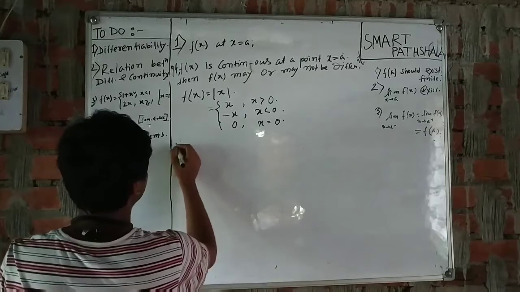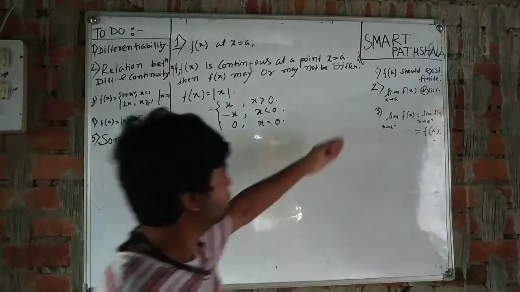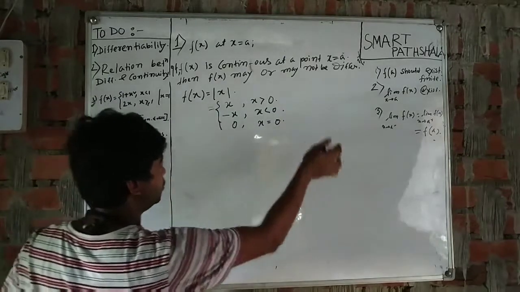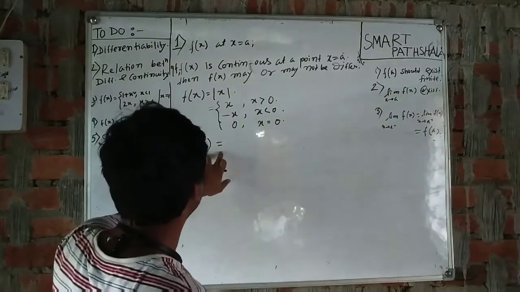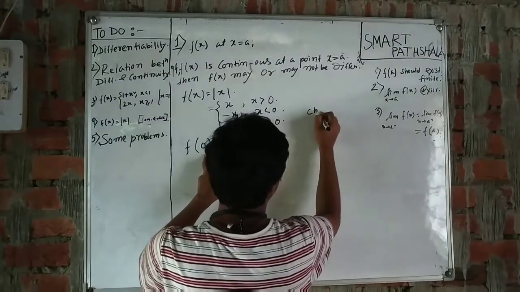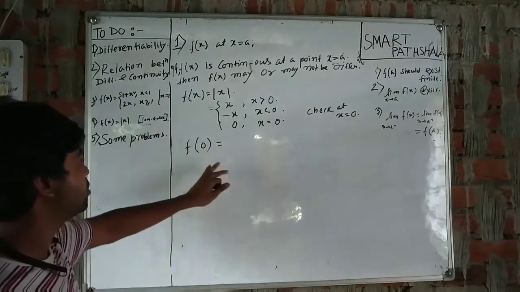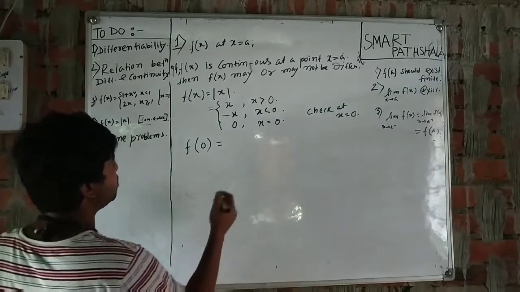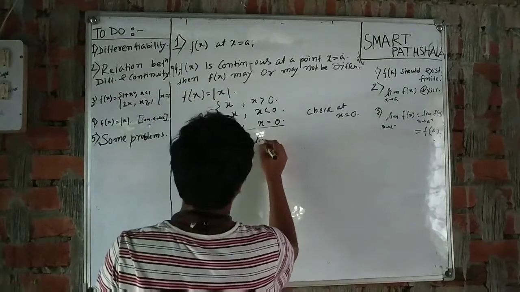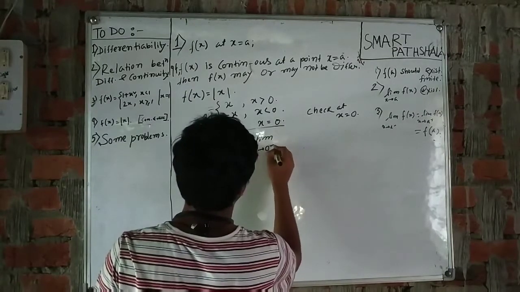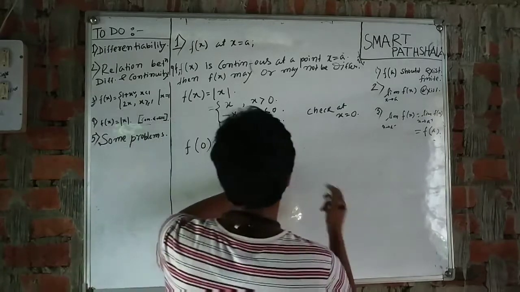Now, to check the continuity, we need to follow these steps. So if we find f of 0, because we are checking the continuity at x is equal to 0, f of 0 will be nothing but 0 directly from here, and limit x tends to 0. This is the right hand limit because x is approaching 0 from the right hand side. So 0 plus, f of x.